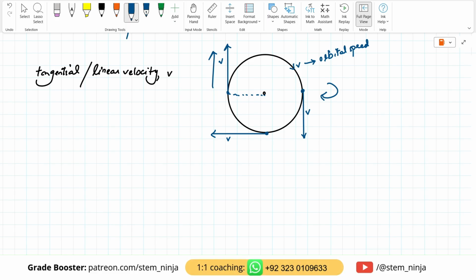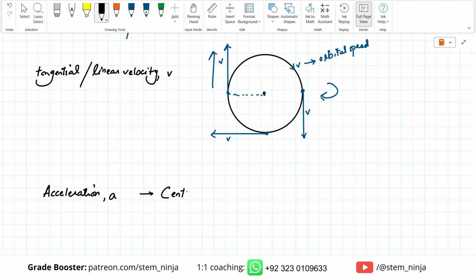Now, the next important thing, since we have talked about the tangential speed also, the next logical thing is the acceleration, a, or the more appropriate word, centripetal acceleration.